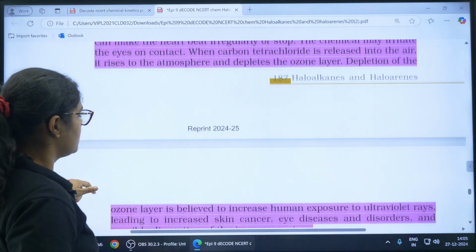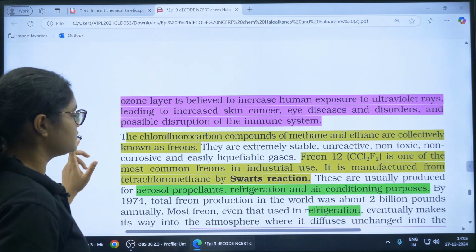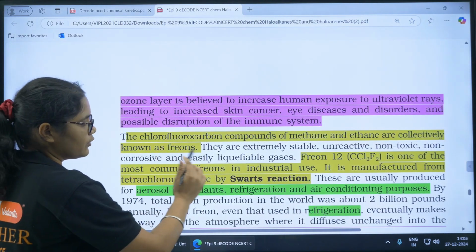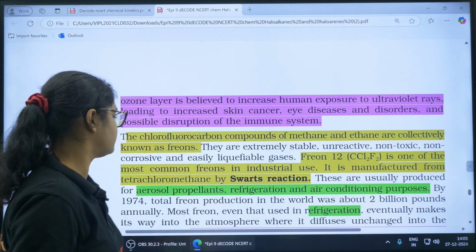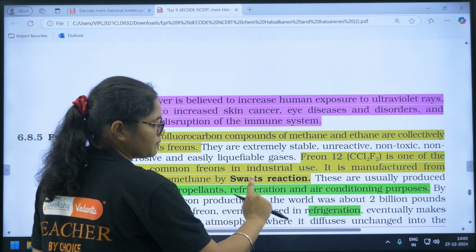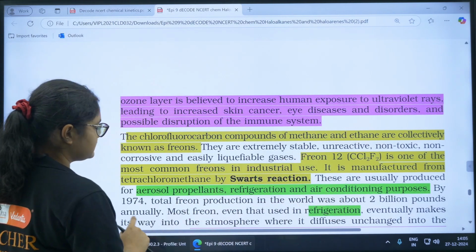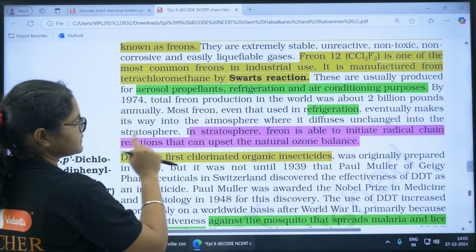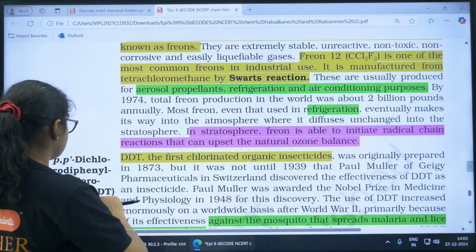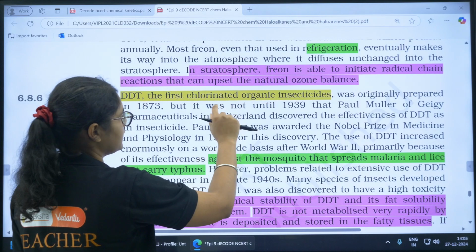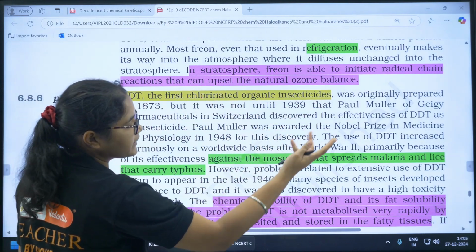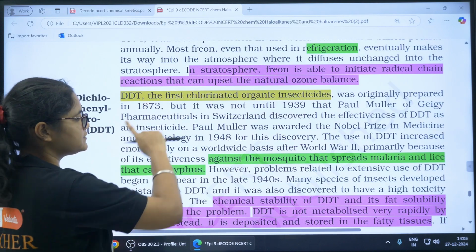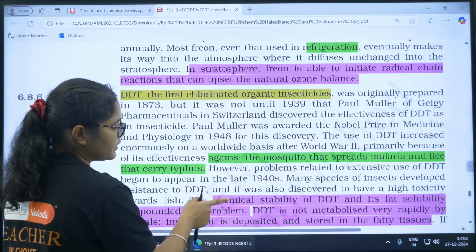Okay. Next, coming to freons, here some things are given. This yellow colored part which I have marked is about the definition of freons. Some questions can be framed from here. So please read this part properly. Then again these are the uses, okay, and if we move forward, this is the harmful effect. And lastly we have DDT. So DDT was the first chlorinated organic insecticide. So that is your DDT, its special feature, uses and the harmful effects.